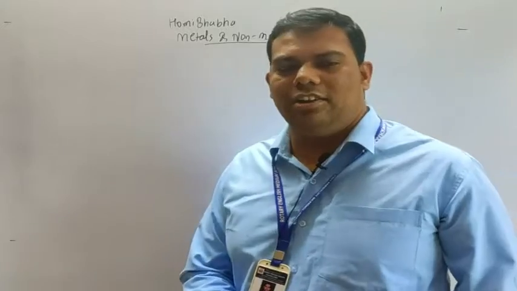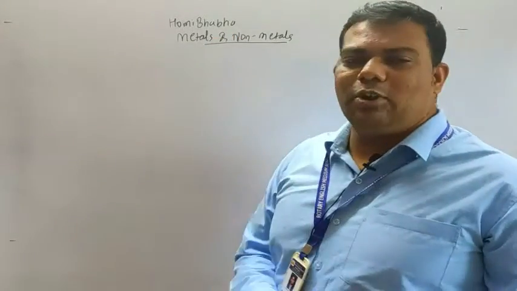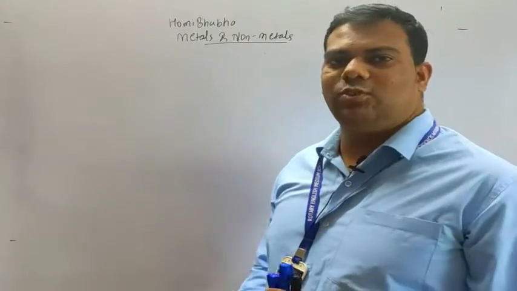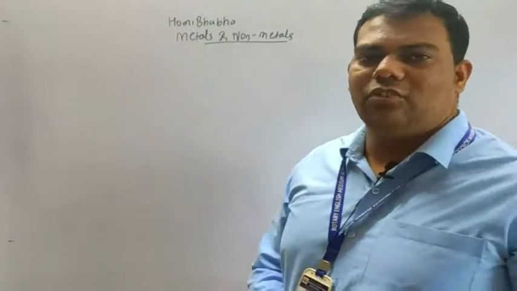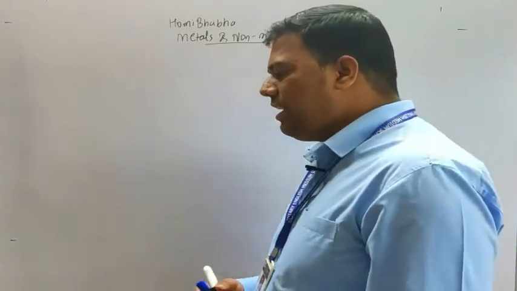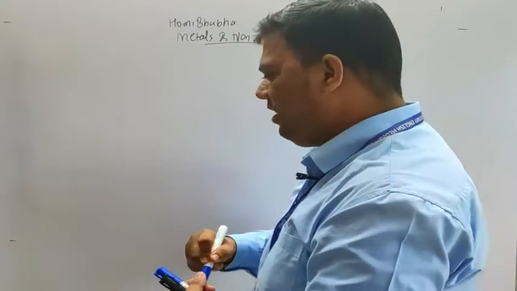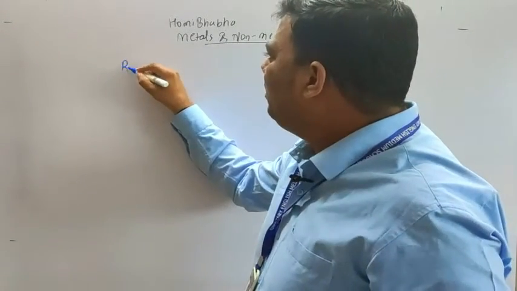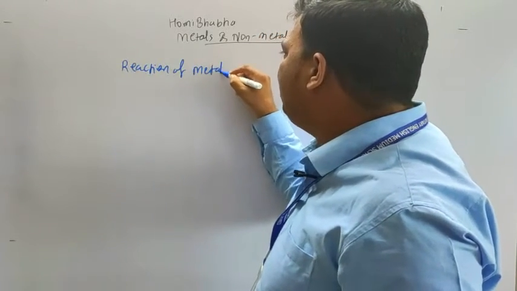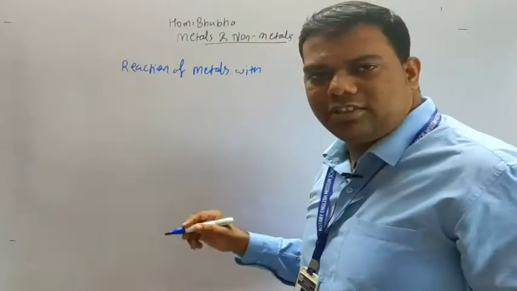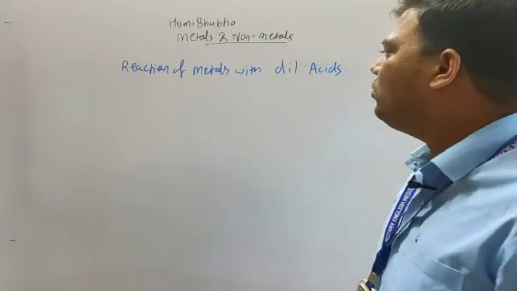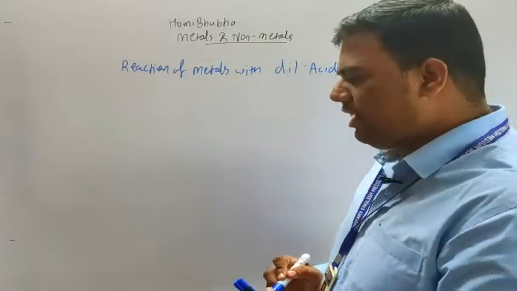Okay, now we are continuing our chemistry topic, that is metals and non-metals. We covered reactions with air and reactions with water. Now it's time to cover our next point, that is the reaction of metals with dilute acids. So see here, reactions of metals with dilute acids.